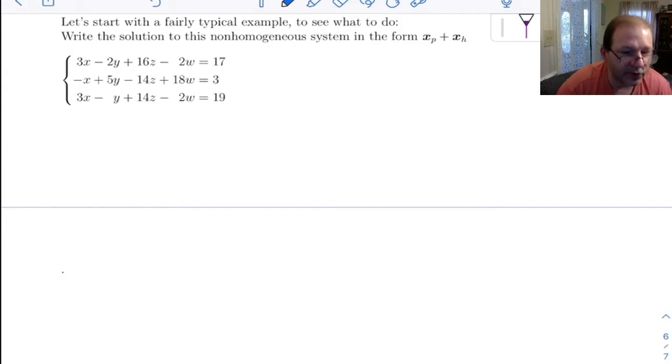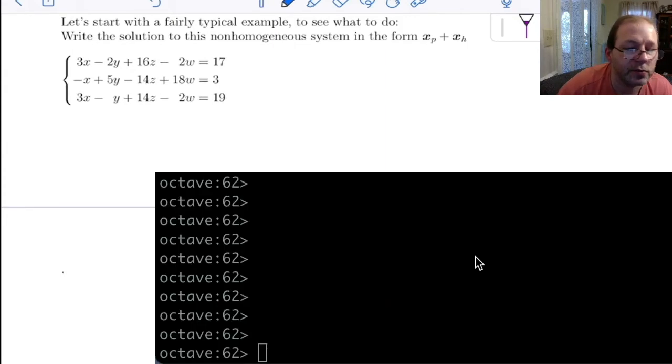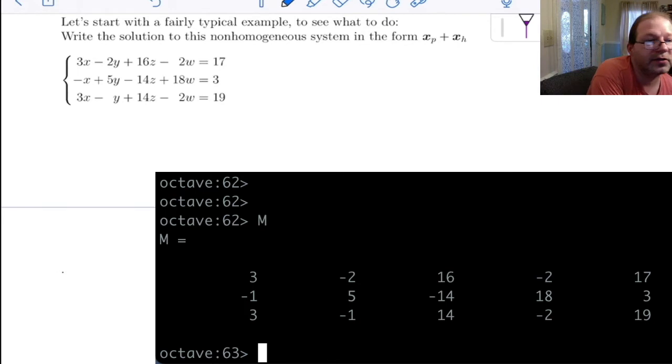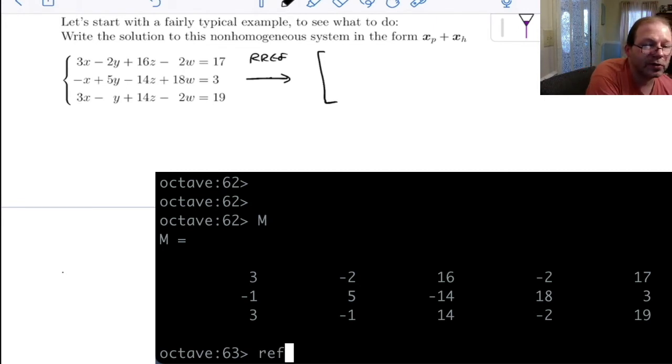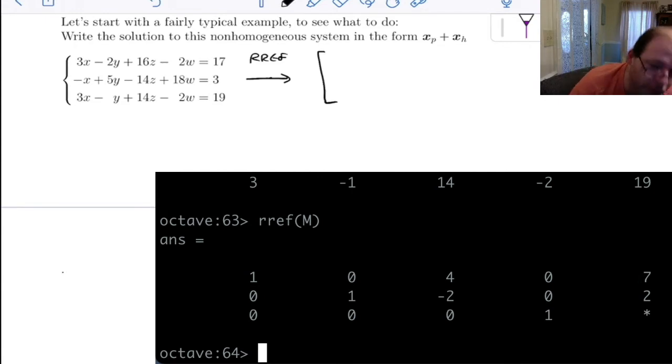So let's take this matrix, and I've got it entered into Octave already. Now I'm going to be a little bit lazy here, and I'm just going to say RREF, and I'm going to write the reduced row echelon form here. That's a system, and it's not a matrix, but we know what it means. We're taking that system, writing it as this matrix that I've got on Octave down here, and when we row reduce it, we get this.